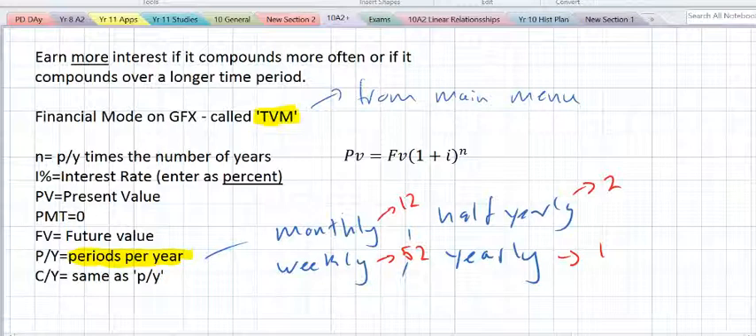Now remember, what happens if we actually want to find the future value? If we don't know it, what do we do? It becomes 0. So whatever we don't know goes in as a 0, and then we ask the calculator to find it by pressing the right button.